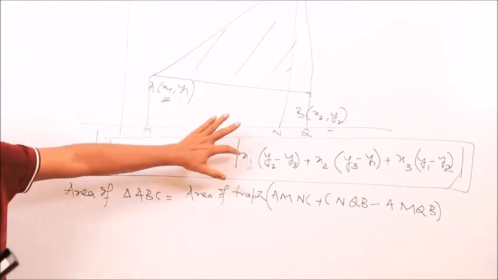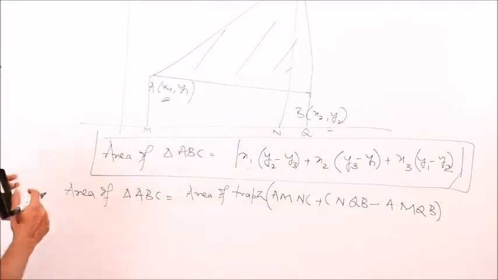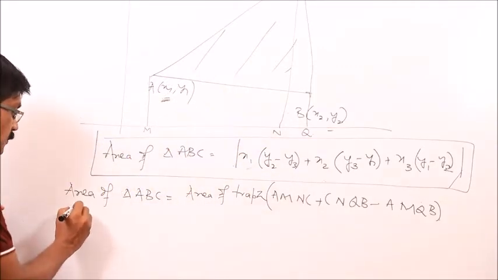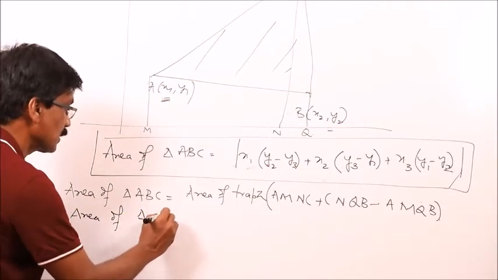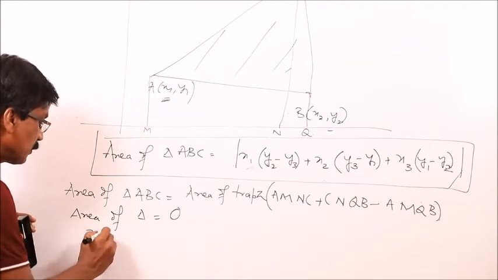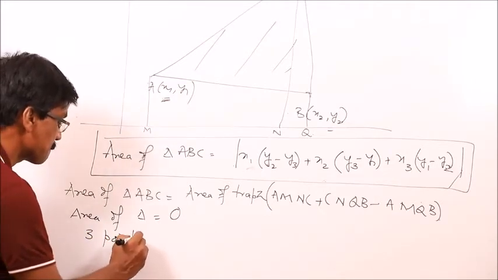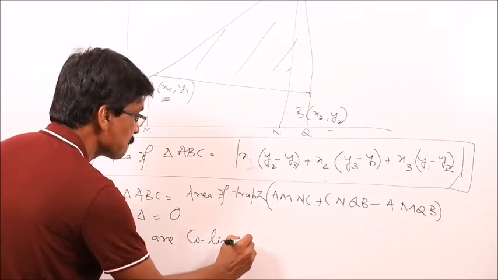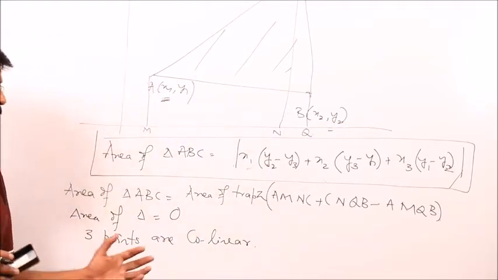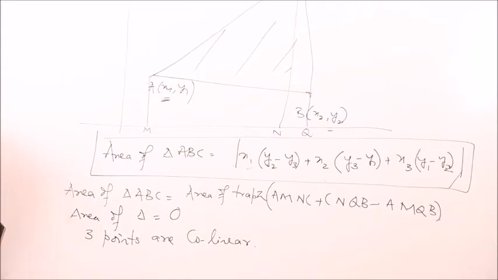Finally we have the area of triangle, and one of its results is: suppose the area of triangle is 0, then the 3 points are collinear. So if the area of triangle is 0, then the 3 points are collinear.